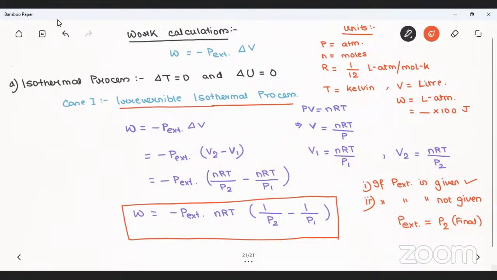What is the value of R, ma'am? 1/12 liter atm per mole Kelvin. Is it 8.314? Yes. You will be writing it as 1/12 because if you write 1/12, you will be solving the questions easily. Tomorrow's class, I will show you. That 0.08 thing, I wrote it as 1/12 so that it becomes easy for you to calculate.